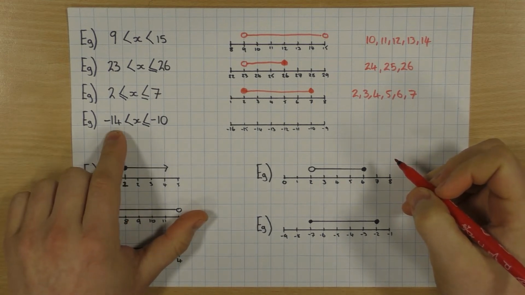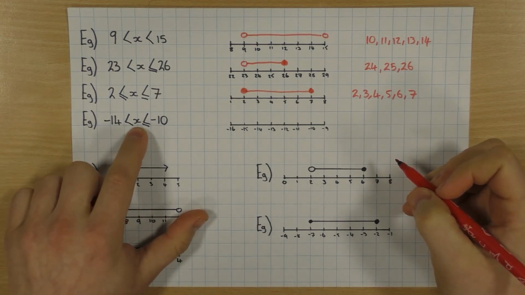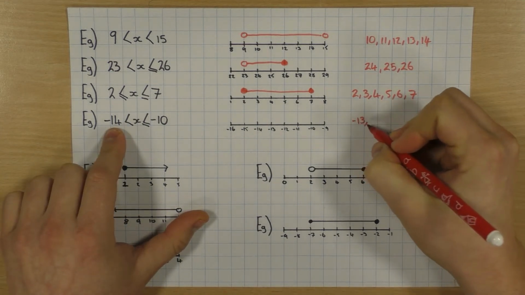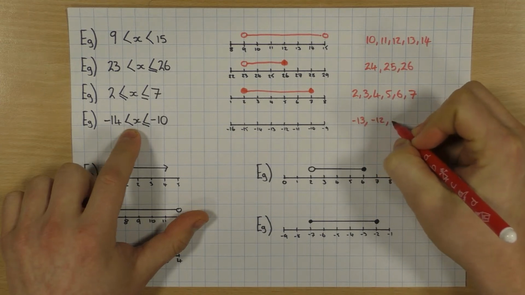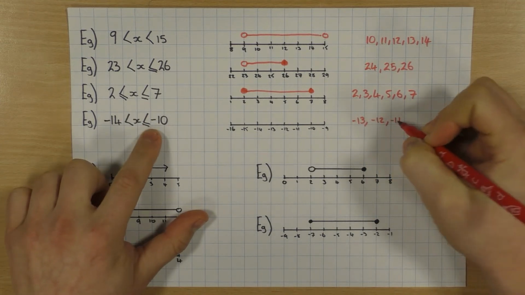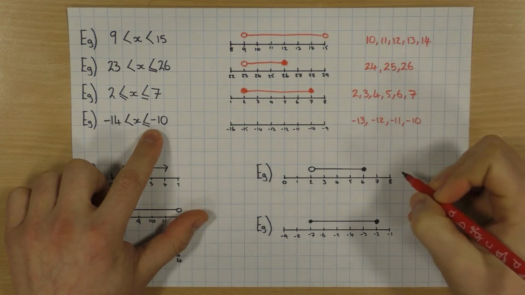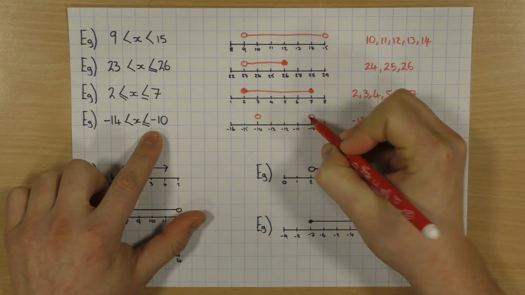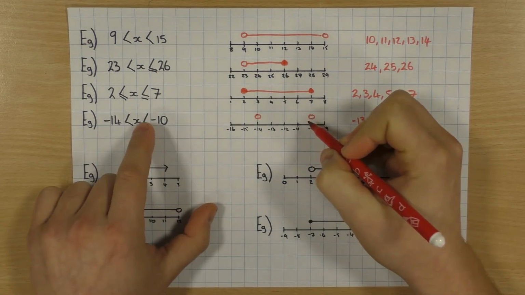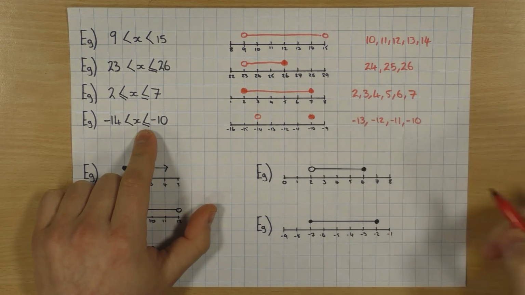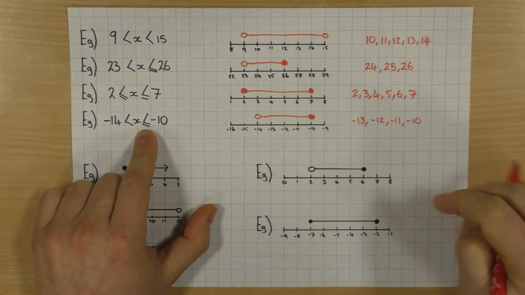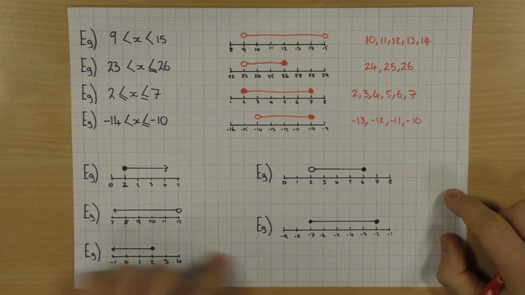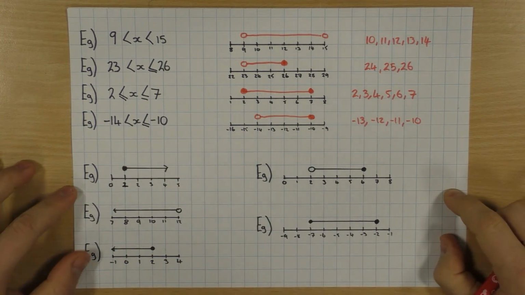And this one here, exactly the same thing. X is bigger than minus 14, but x is less than or equal to minus 10. So I could have minus 13, minus 12, minus 11, and I can include minus 10 because it's equal to. So how we draw it, circle on minus 14, circle on minus 10. The minus 10 one has an equal bit to it, so I can shade it in, and then I just join it up.